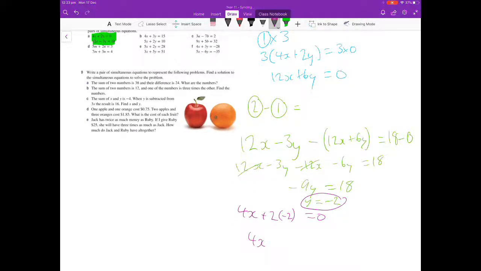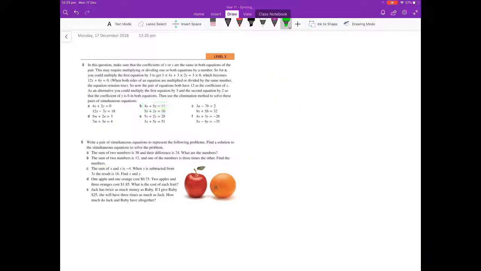So we've got 4x plus 2 times minus 2 equals 0. 2 times minus 2 is, of course, minus 4. 4x minus 4 equals 0. So 4x equals 4. And then x equals 1. So 1 and minus 2 is our final answer.